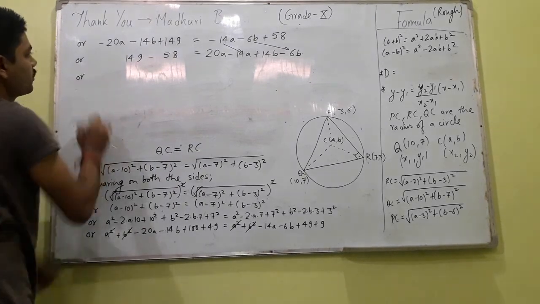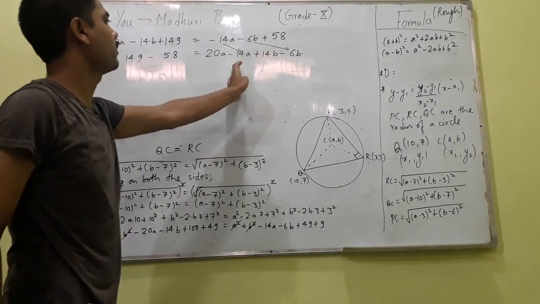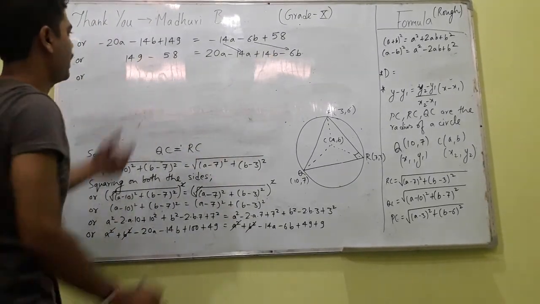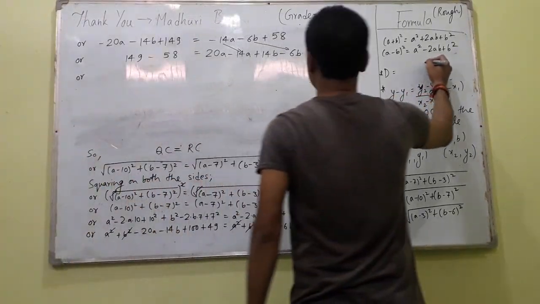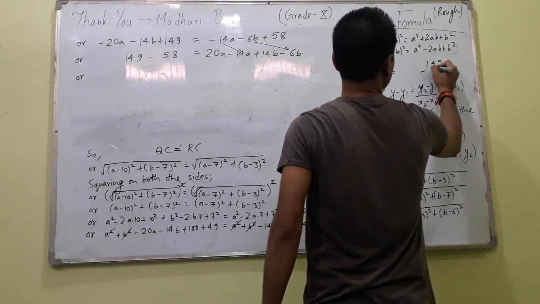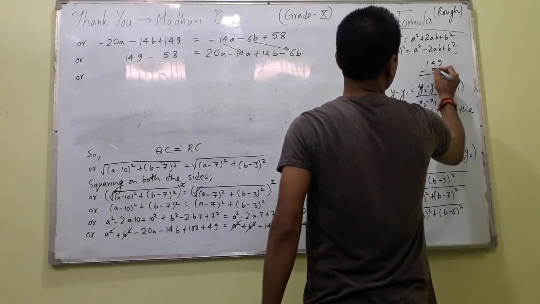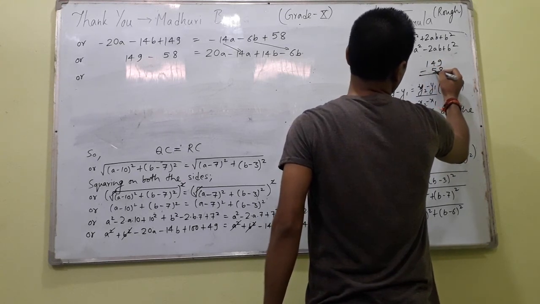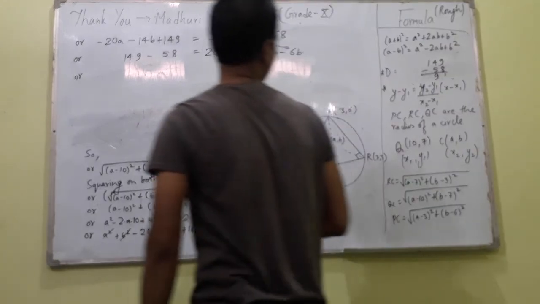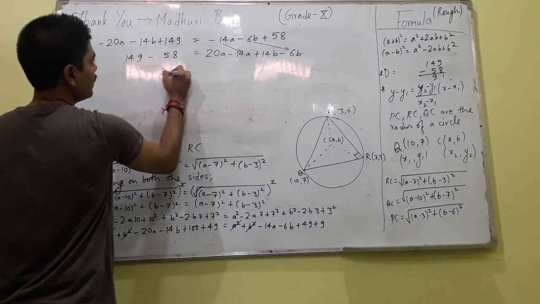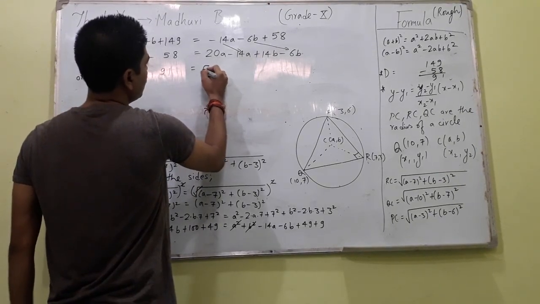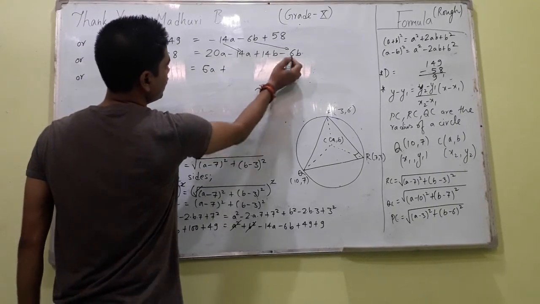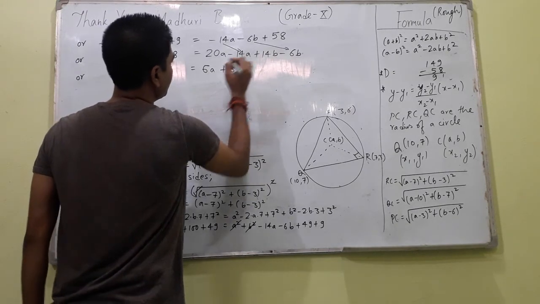What I am trying to do actually is to keep the variables on one side and constant values on the other side. 49 we can deduct. 149 minus 58, 91. 20a minus 6a, 14a. 14b minus 6b, 8b.